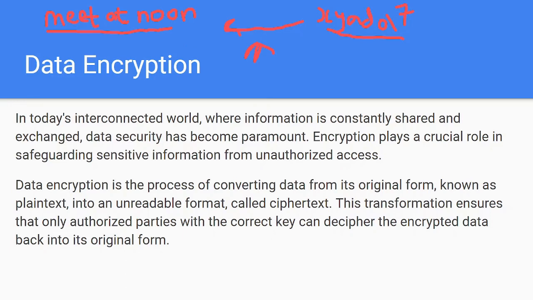So data encryption means that you have a plain text, you have an information, you want to convert that information to something unreadable, so that if somebody that is not meant to have access to that information gets the information, maybe by doing a man in the middle attack, or maybe by doing something else, the person will still not be able to understand what that information means because that information has been encrypted. So that's what data encryption entails.